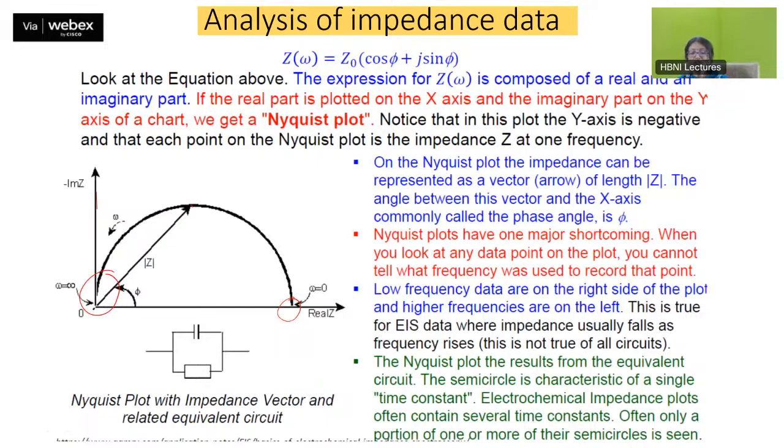The Nyquist plot results from the equivalent circuit, and the semicircle is characteristic of a single time constant. Electrochemical impedance plots often contain several time constants, and only one portion or more of semicircles are seen. So in a Nyquist plot, you are able to see different semicircles, and these different semicircles correspond to different reactions occurring at different time scales. Because they're dynamic processes, it gives you an idea of all the different processes taking place inside your coin cell in situ when the movement of your lithium ions is taking place.